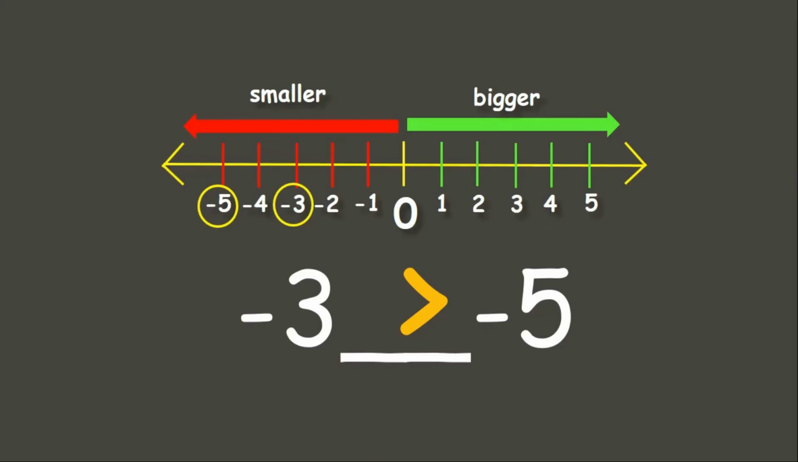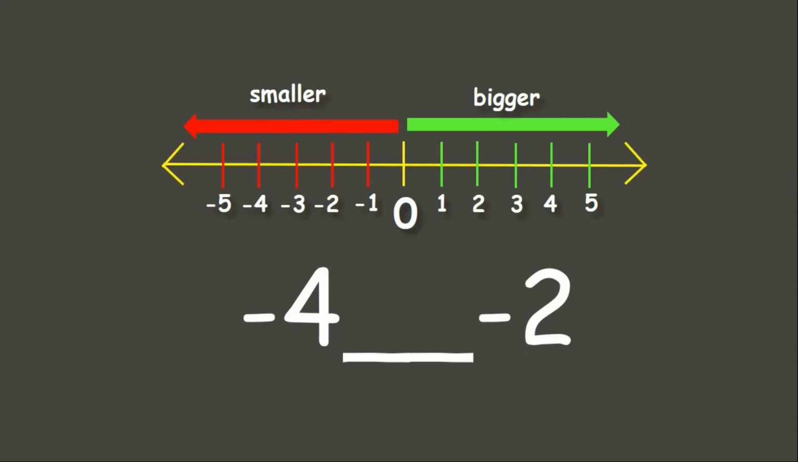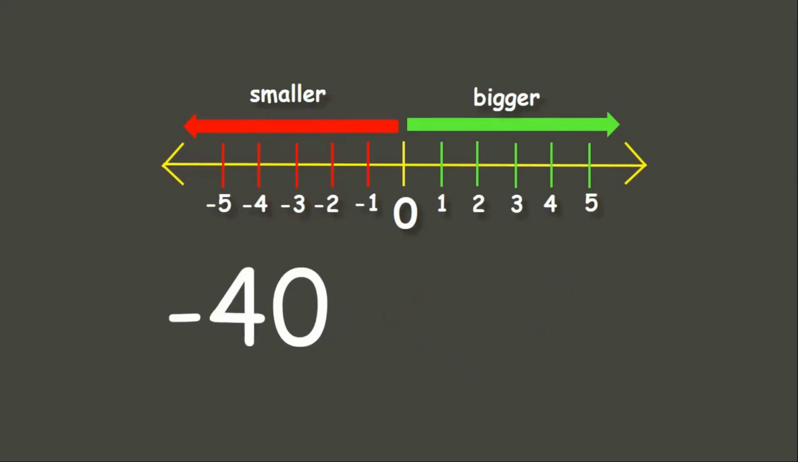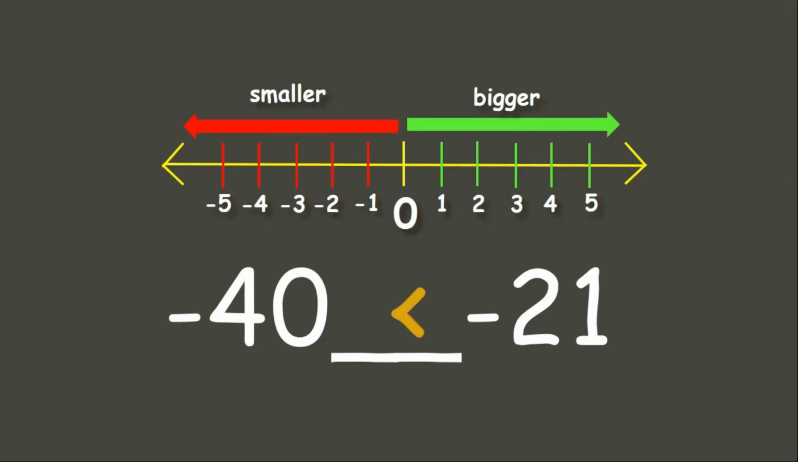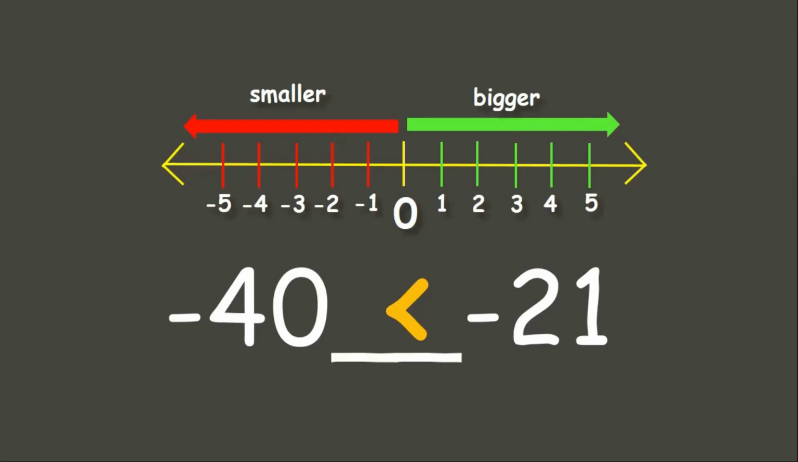Let's have another example. Let us compare negative 4 and negative 2. Since 4 is bigger than 2, it means that negative 4 is less than negative 2. Great job! How about this one? Negative 40 is less than negative 21. Wonderful! Now let's learn how to arrange numbers.